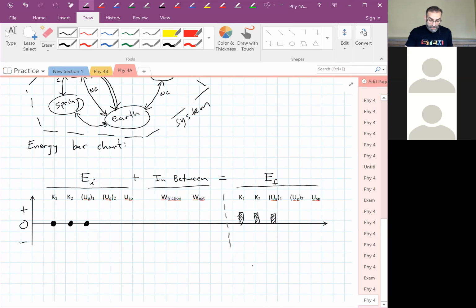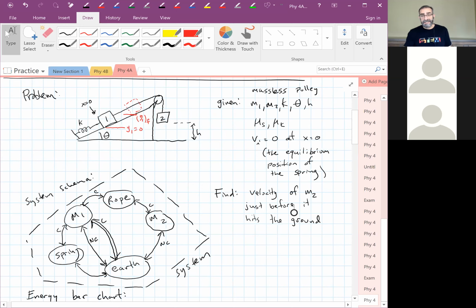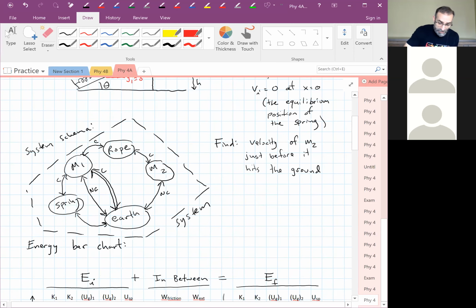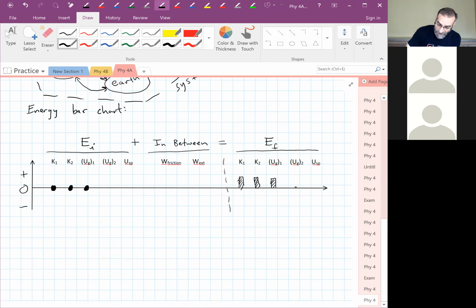Okay, block 2. Does block 2 go up or down? It ends up at the end lower than where it started. So at the end, it has to have less potential energy than it started with. So let's call the end 0. We don't have to. If we call the beginning 0, then the end would have to be negative. Let's call the end 0. Then it has to have started out with something more than 0, which is some positive amount. So if it ends up at 0 and it started higher than that, it had to be a positive amount here.